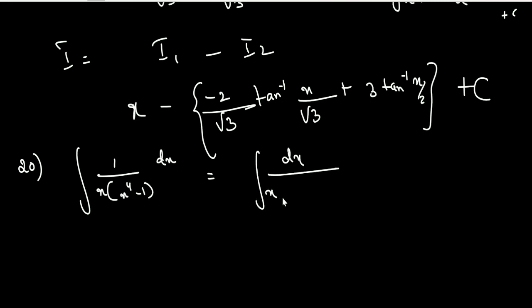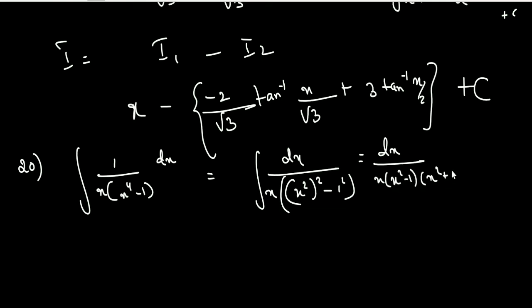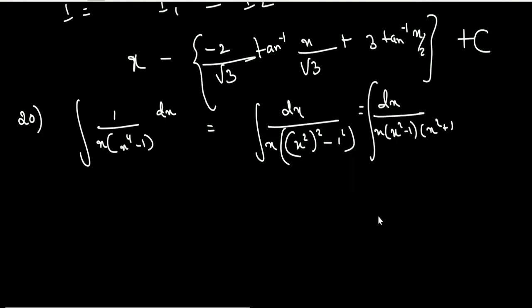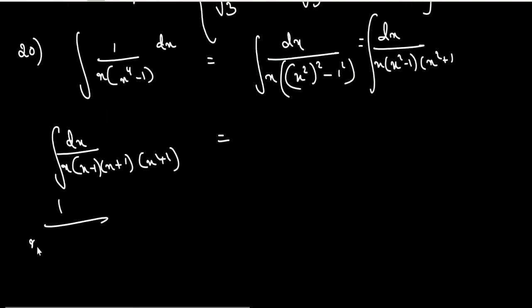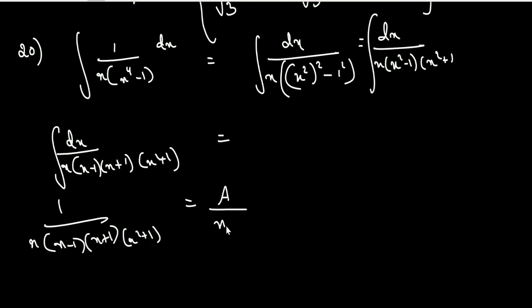Do this: x into x power 4, you can write it as x square the whole square minus 1 square. So this is dx by x into x square minus 1 square, which is x square minus 1 into x square plus 1. So that is equal to integral dx by x into x minus 1, x plus 1, x square plus 1. So you should write this as 1 by x into x minus 1, x plus 1, x square plus 1. So this is nothing but a by x, one factor x.